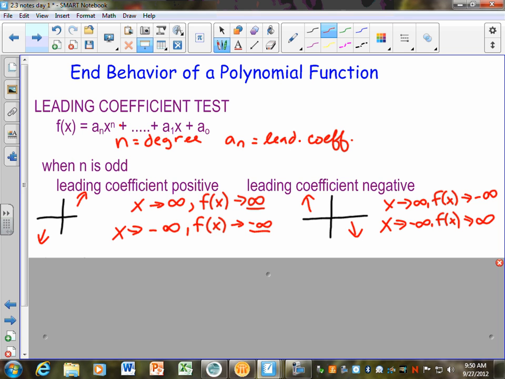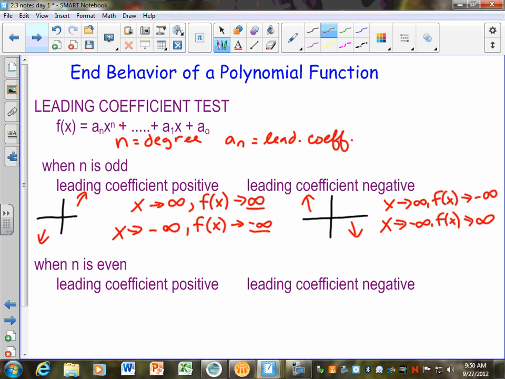And we can do the same thing with even degree functions. And again, even degree functions, hopefully you remember or think about parabolas. For every x squared function, those arrows always either both point up or they both point down. And so when you have an even degree function, your end behavior is always going to be the same, both going to infinity or both going to negative infinity.